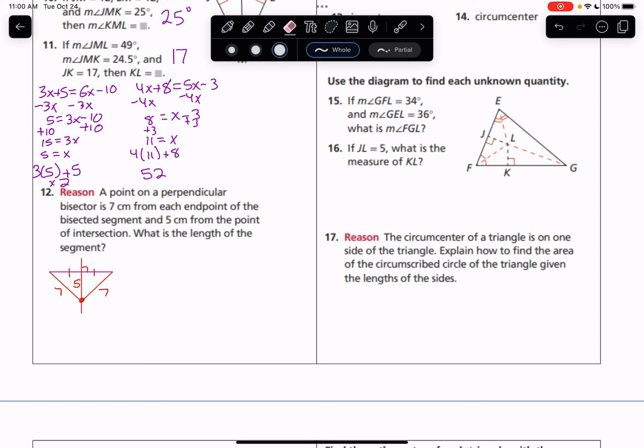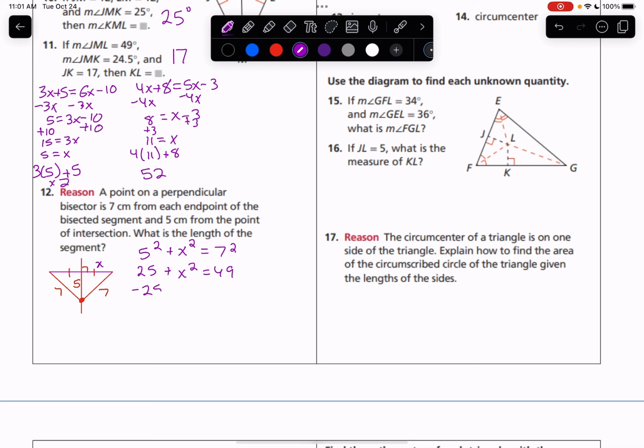How long is the segment? So let's use a right triangle and the Pythagorean theorem and say 5 squared plus x squared equals 7 squared, since 7 is our hypotenuse. X represents half the length of the segment. So that's 25 plus x squared equals 49. Subtract 25 from each side, and I get x squared equals 24.